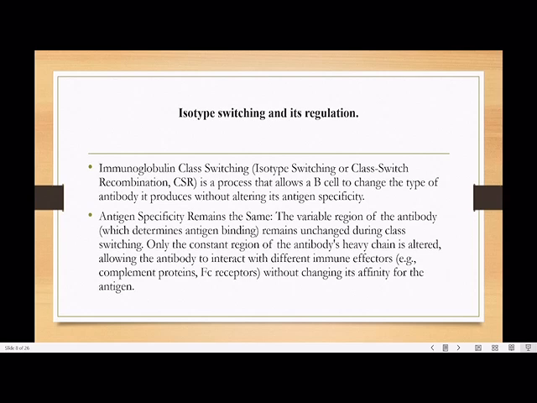So antigen specificity remains the same. It means that the variable region of the antibody, which determines the antigen binding, remains unchanged during class switching. Only the constant region of the antibody heavy chain is altered, allowing the antibody to interact with different immune effectors, for example, the complement protein and the Fc receptors, without changing its affinity for the antigen.